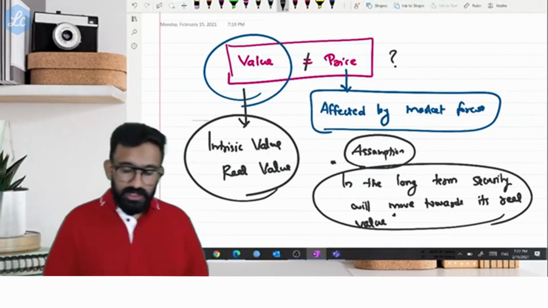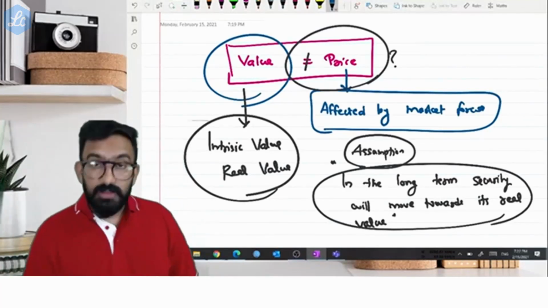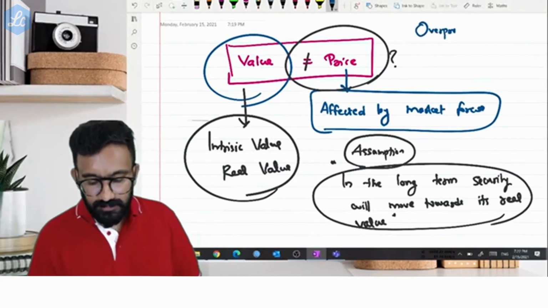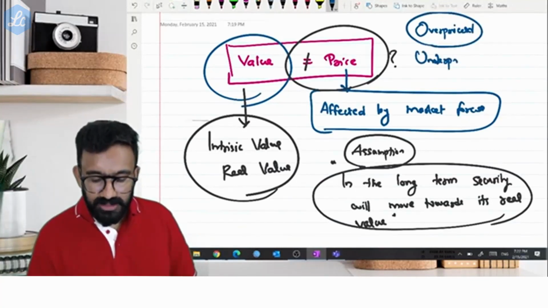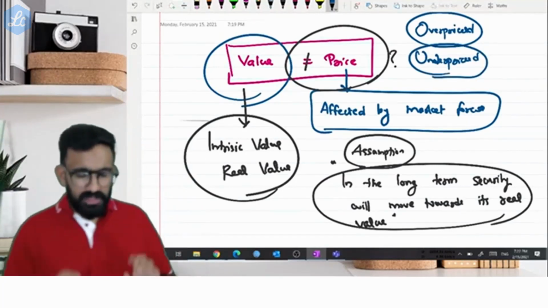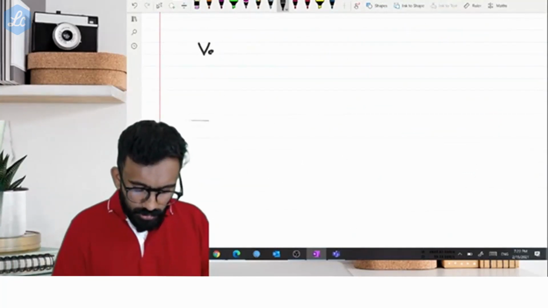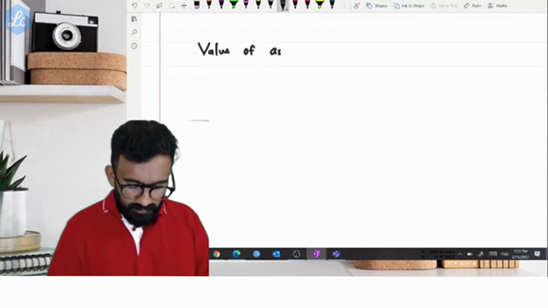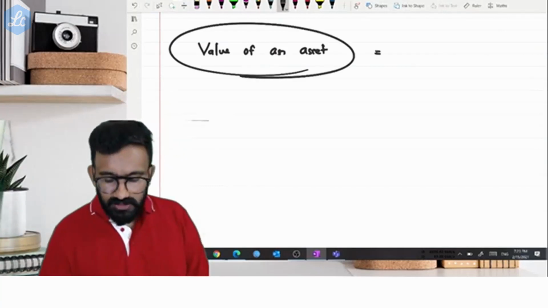So at this point, the price could be different from value. It can be more than value, which we call overpriced, or it can be less than value, which we call underpriced. Are you guys with me on this? So the concept is very simple. Value and price are different. Next question I have is, what do you mean by value of an asset? What is value of an asset?